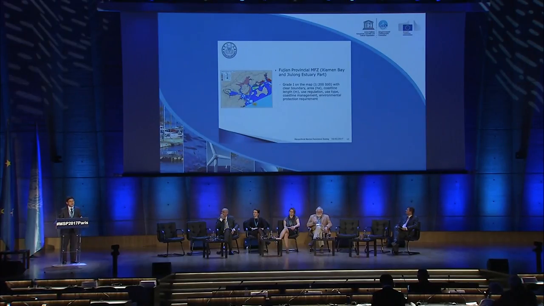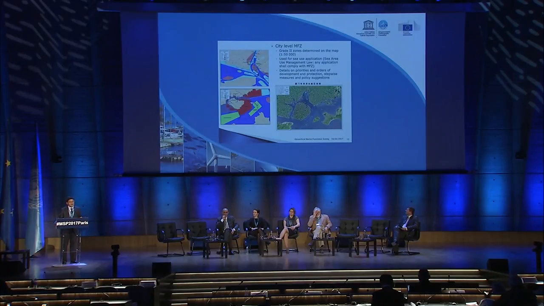Then we come to the provincial level. There is still grade one, but more detailed information is provided in the provincial level marine function zoning, like the boundary, which will be clear, and also the size of the sea areas and the coastline, the use regulation and use type, and other coastline management or environmental protection requirements.